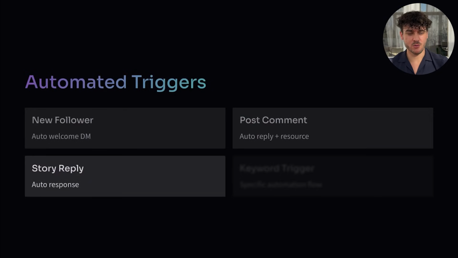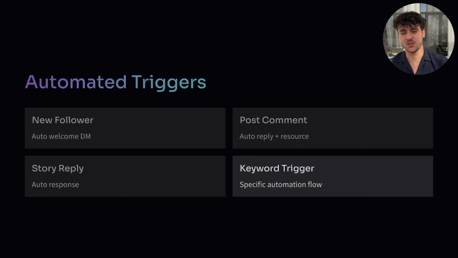We also have story replies, where people reply with a specific keyword to your story and we can auto respond to those, as well as keyword triggers, where we have people DM us a specific keyword to start a conversation. Now, a Manychat demo is incoming, and I'm going to show you 3 automation flows.